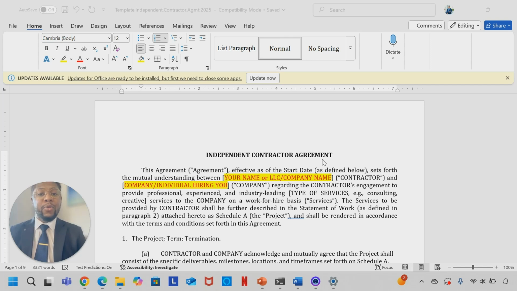On this page, you'll also find a video presentation explaining contracts in general, the difference between independent contractor agreements versus vendor agreements, non-disclosure agreements versus partnership agreements, and just a general overview.